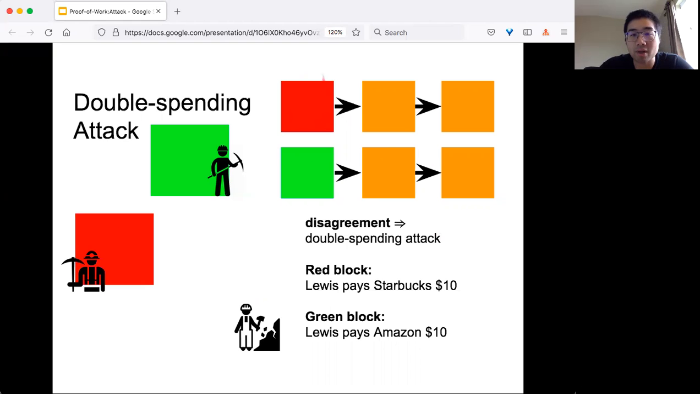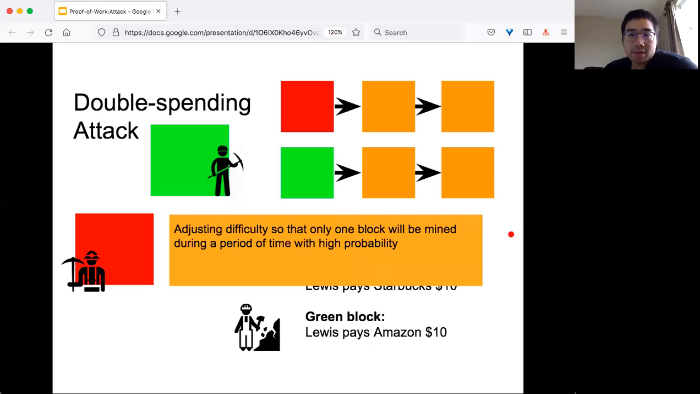So for example, a red block maybe contains a transaction saying that Louis pays Starbucks $10, and a green block states that Louis uses the same $10 to pay Amazon. Suppose I got lucky, then I actually get my coffee and I also get my package from Amazon, because they check different blockchains and say, okay, Louis's transaction is valid. That's the important thing about proof of work or any consensus-based blockchain: you need to ensure that everyone has the same blockchain.